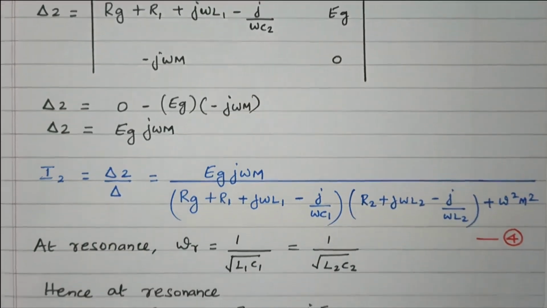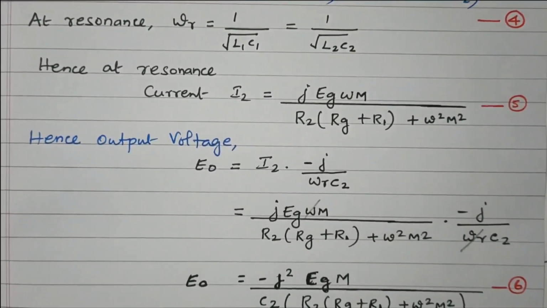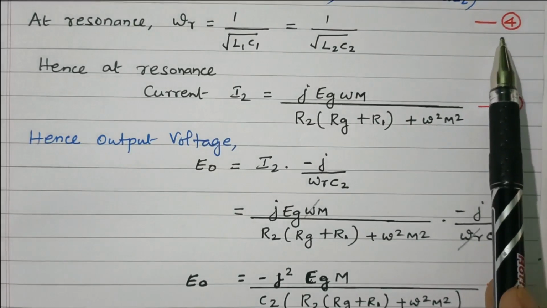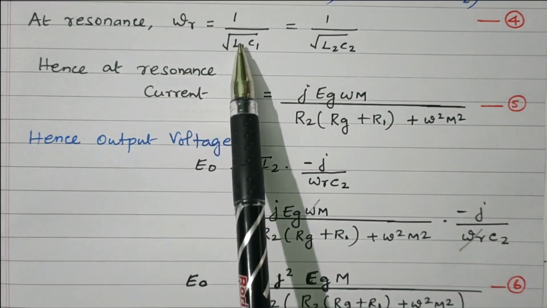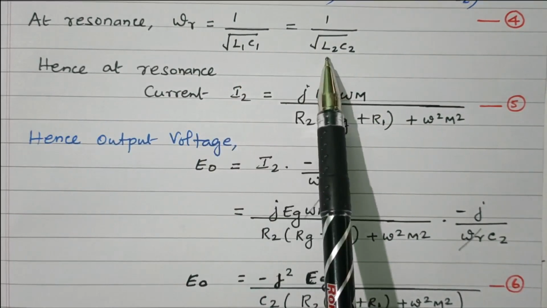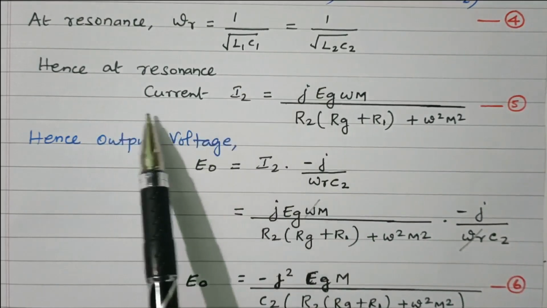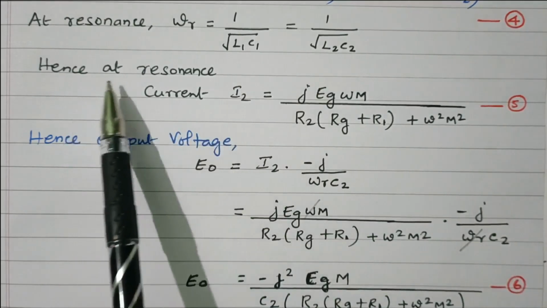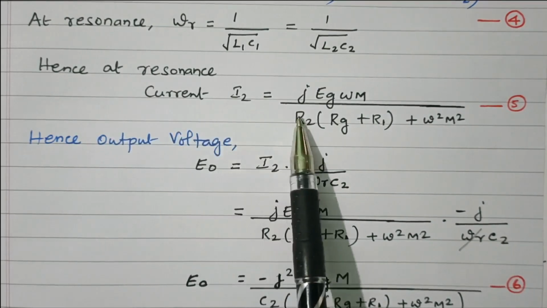Now we'll go to the resonance case. What happens if it is resonance? So this I2 is taken as equation number 4. At resonance, omega r equals 1 divided by square root of L1 C1, that is equal to square root of L2 C2. Right. Now at this condition we'll find the current I2. Hence at resonance, I2 equals this value.